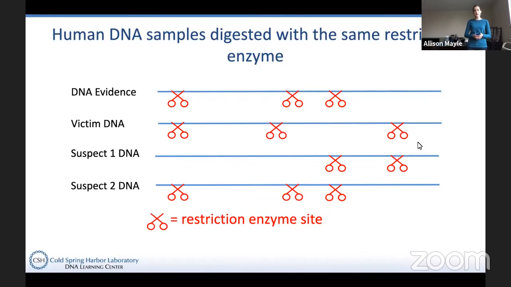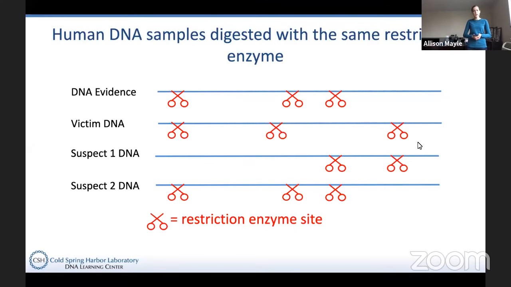So we would see that it has the same number of fragments and the fragments would be the same size. So this suggests that this particular piece of evidence came from suspect 2. Now remember, just because a piece of evidence came from a particular suspect doesn't mean that person committed the crime, but this would be one piece of information that investigators would use to try and figure out what happened. So we would say this piece of evidence came from suspect 2.